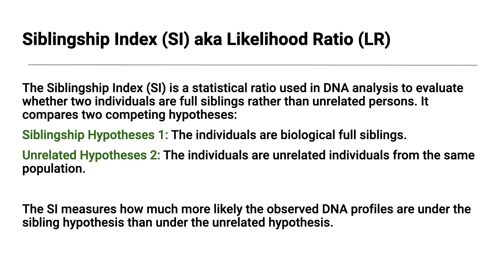To evaluate siblingship scientifically, forensic genetics uses the siblingship index. The siblingship index is a likelihood ratio that compares two hypotheses. The first hypothesis is that the individuals are full siblings. The second hypothesis is that they are unrelated individuals from the same population. The siblingship index tells us how much more likely the observed DNA pattern is under one hypothesis than the other.